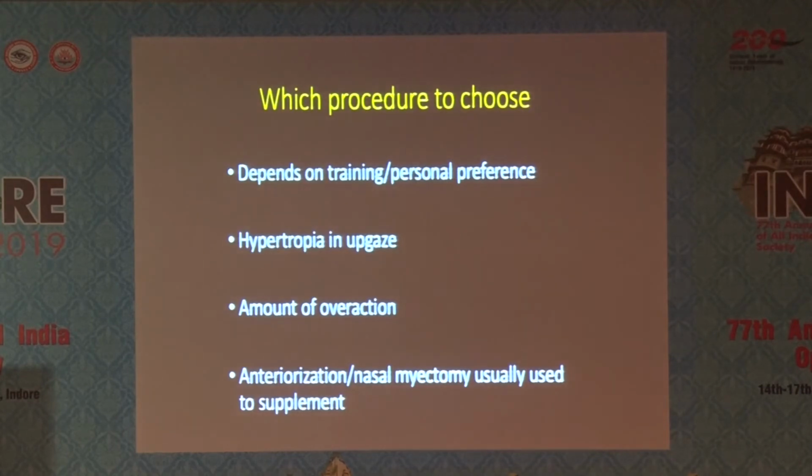And which procedure do I prefer? I have now switched over from myectomy to recession because number one, we can find the muscle if we want to use the muscle later on for any other procedure. Number two, it can be graded. As you could see, we can do 10 millimeters recession, 8 millimeters recession, and you can do a differential recession if there is asymmetric inferior oblique overaction in the two eyes.